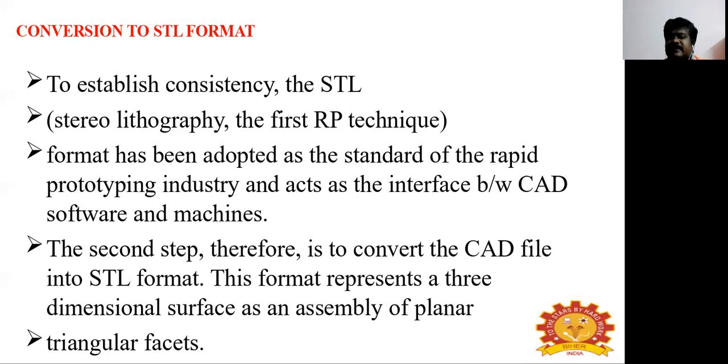So first we establish the consistency of our STL. It is nothing but the first RP technique. This format we adopt in our RP industry, and it acts as an interface between our CAD software and our machines. In the second step, we convert the CAD file into STL format, which will represent the three-dimensional surface as an assembly of planar triangular facets.